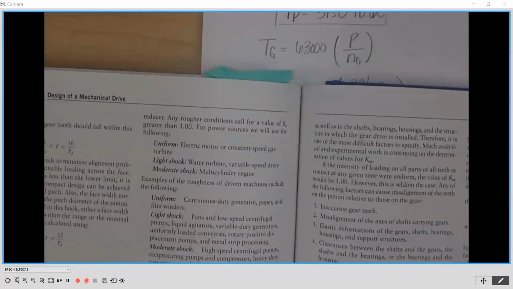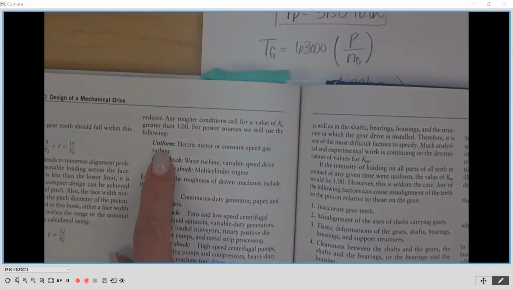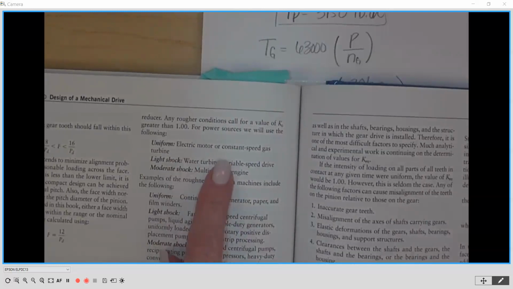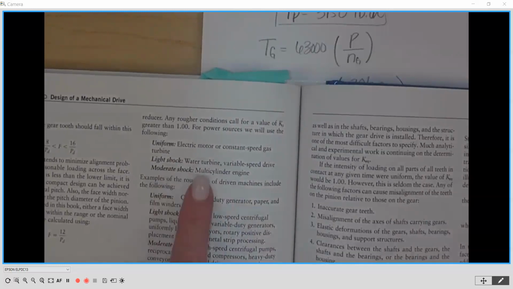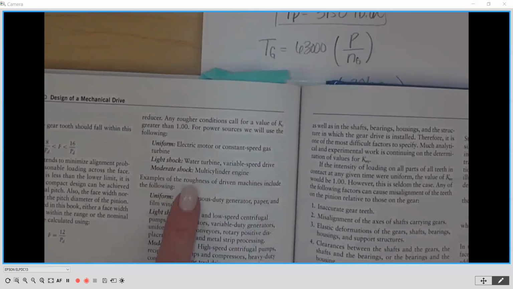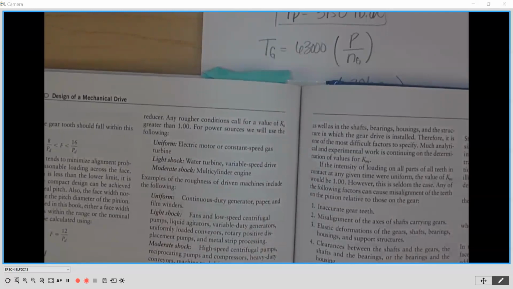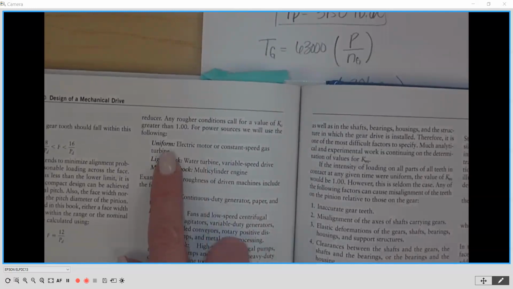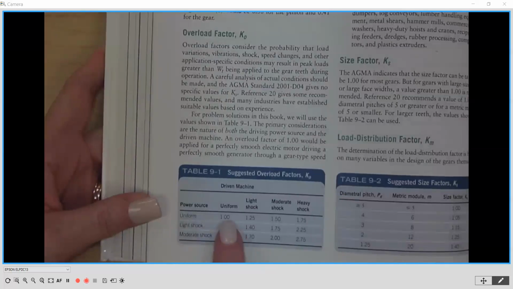And to know what category that's in, we're going to go to the top of the next column, and you're going to notice that up here it identifies uniform as an electric motor or a constant speed gas turbine. Light shock would be a water turbine or a variable speed drive, and moderate shock is going to be a multi-cylinder engine. So we have an electric motor. We're in the uniform power source category. Okay, so that means when we go down here, we're going to be on this line.